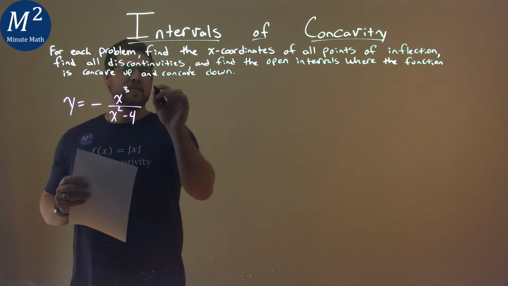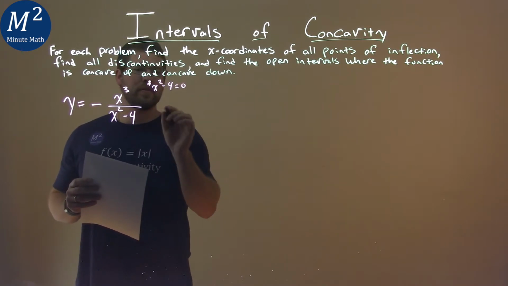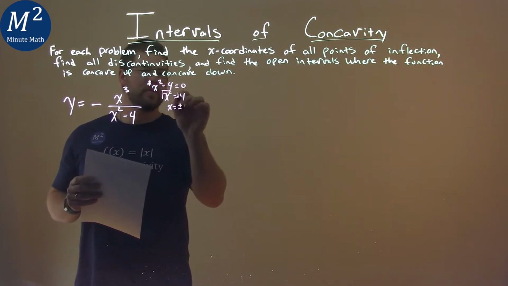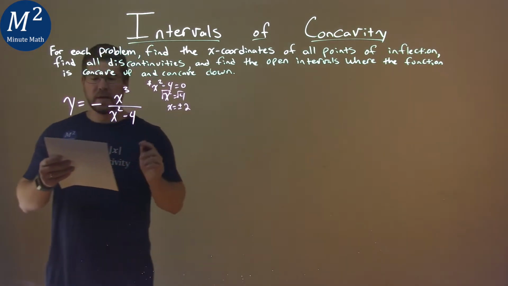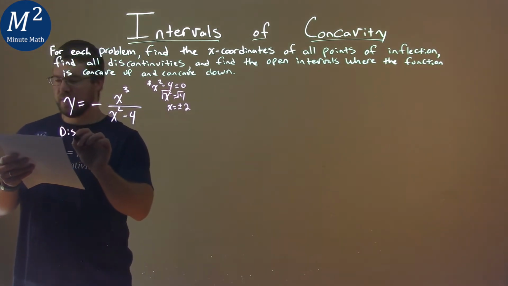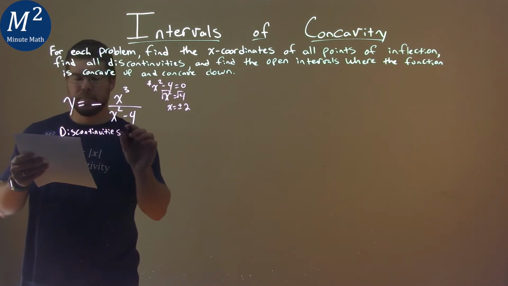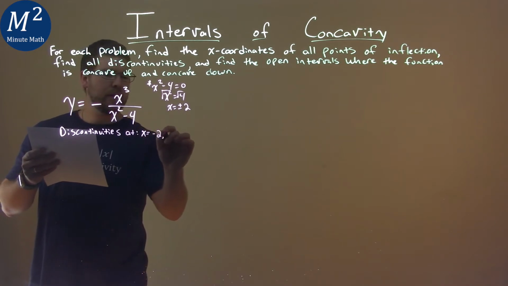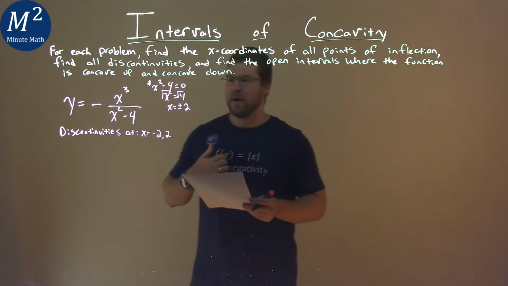So I take x squared minus 4 and set it equal to 0. It's easy to do. x squared equals 4, so x equals plus or minus the square root of 4, plus or minus 2. So we have discontinuities at x equals negative 2 and positive 2. We'll keep that in mind.